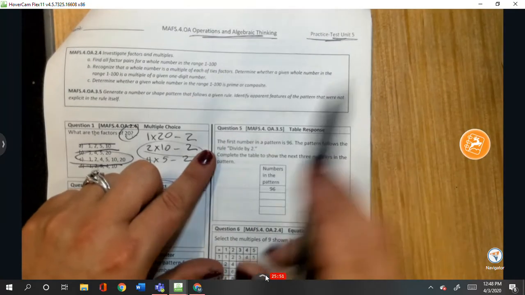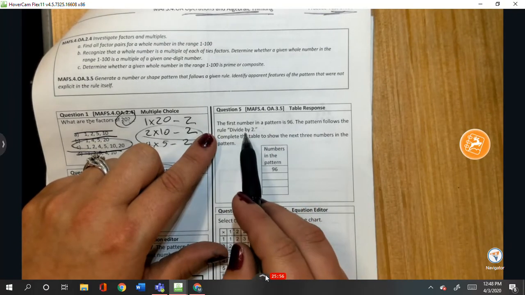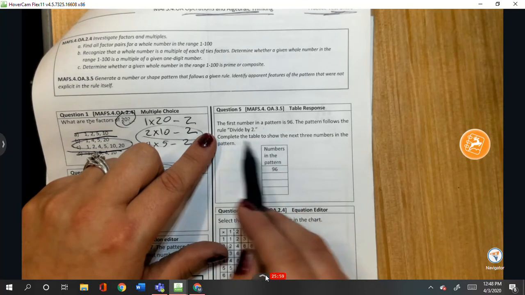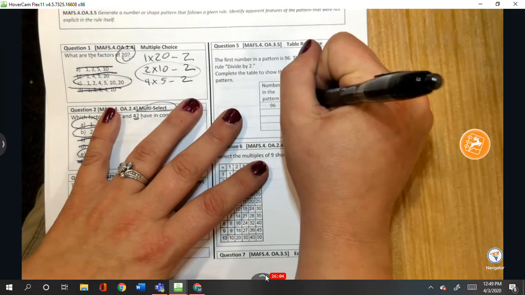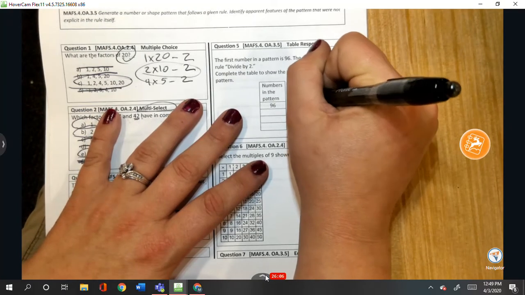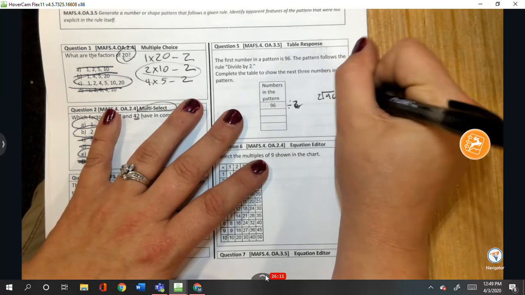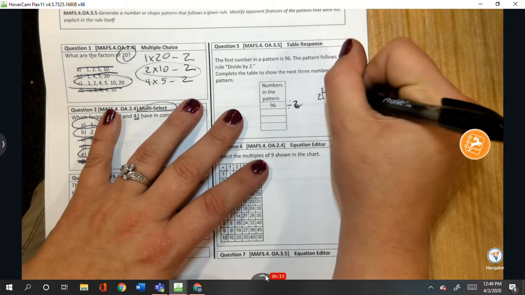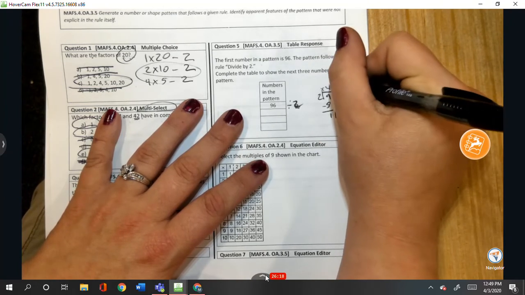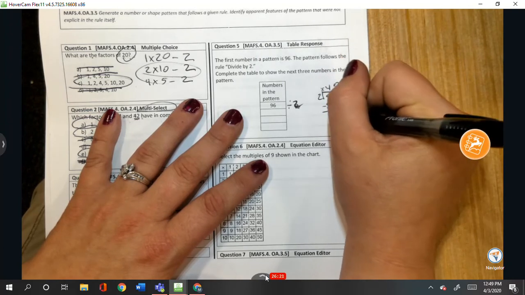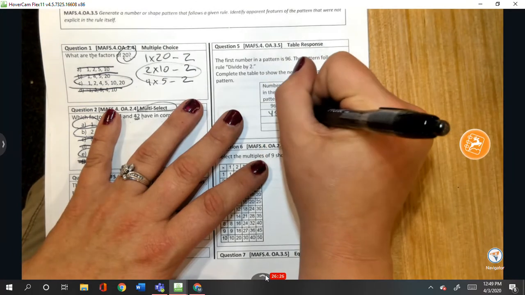Number 5. The first number in the pattern is 96. The pattern follows the rule divide by 2. Complete the table to show the next 3 numbers. So if we're dividing by 2, our next number is going to be what? 2 goes into 96 how many times? 2 goes into 9 4 times. 4 times 2 is 8. We subtract. Bring down. 2 goes into 16 8 times. 8 times 2 is 16. So the next number is 48.